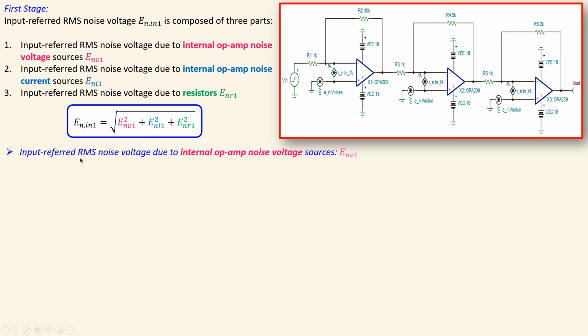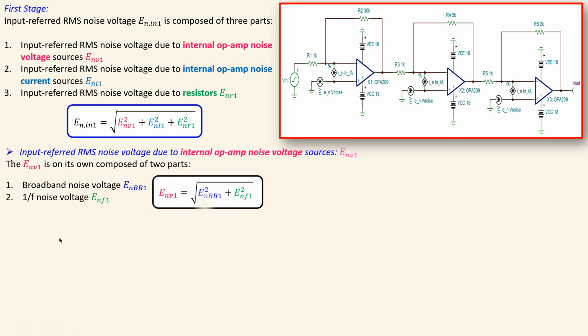Okay, the input referred RMS noise voltage due to this source. So this is actually the voltage source of the op-amp. That is on its own also composed of two parts. We have seen that in a plot in the first discussion. We have the broadband region and also the 1/f noise region. Both are given in the RMS value, so we need to calculate them also. And the effective value of these two, again, will be calculated using the root sum of squares.